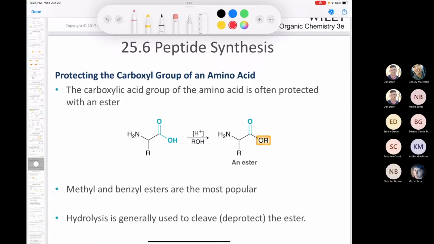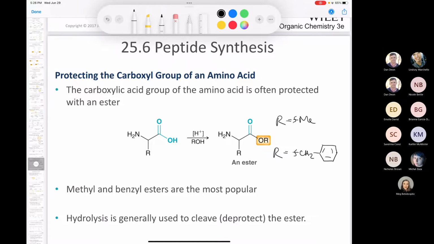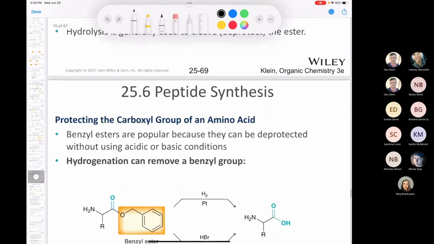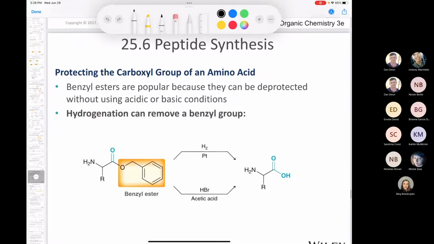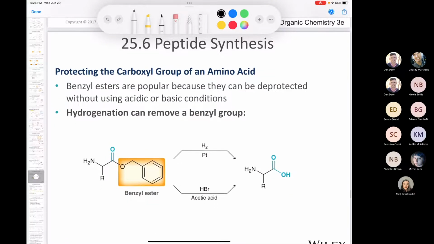In a methyl ester, your R would be a methyl group, a CH3 group, and for a benzyl group, it would be CH2 with an aromatic ring. So that would be a benzyl. Benzyl and methyl are the most common. And if you're wondering what makes these so special, it's because they're easy to hydrolyze. Very easy to bust them off just by treatment with base. So treating them with base is one option.